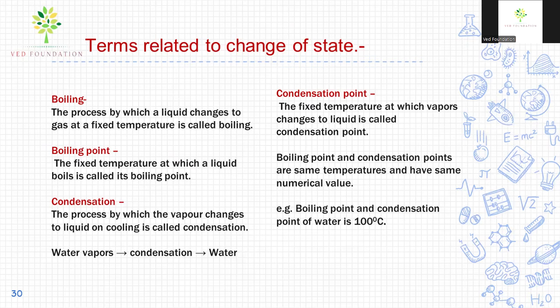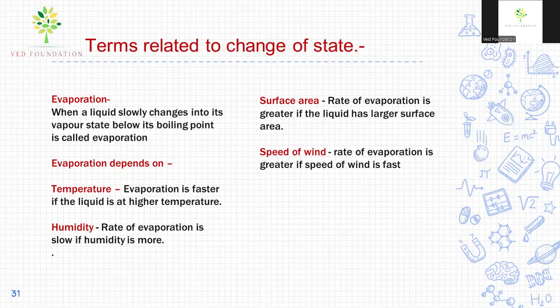Students, boiling and condensation are reverse processes. During boiling, liquid converts into gaseous state, and during condensation, gas converts into liquid state. Both are reverse processes, but both processes take place at the same temperature. Means boiling point and condensation point are the same temperature and have the same numerical value. For example, boiling point and condensation point of water is 100 degrees Celsius. Next term related to change of state is evaporation.